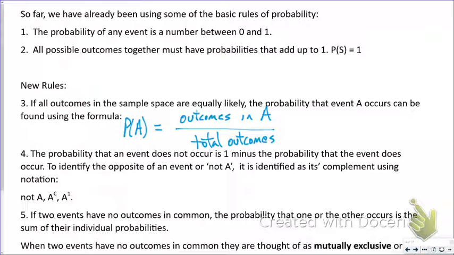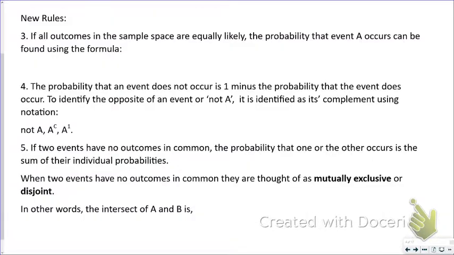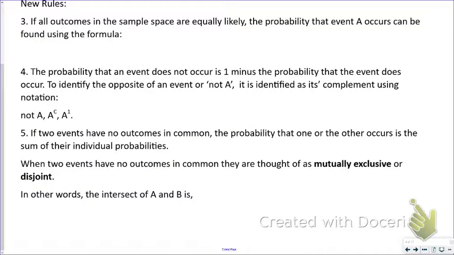Number 4 is talking about the complement, not A. So probability of A plus its complement has to add to 1. Has to. So it's a nice backwards way to approach some questions that you encounter, like if they're wanting the probability of not A.